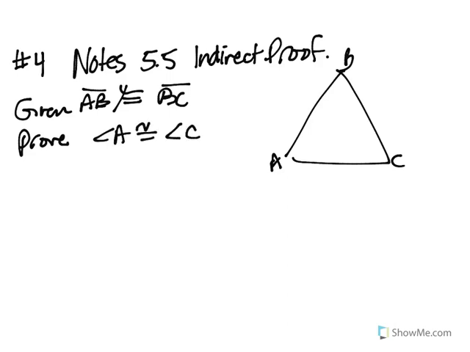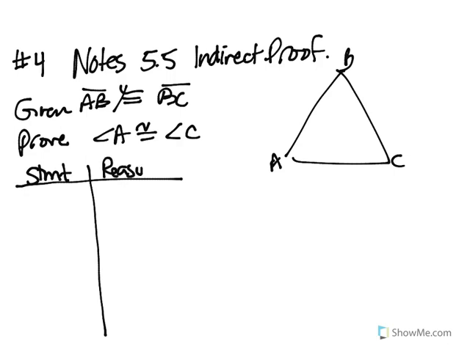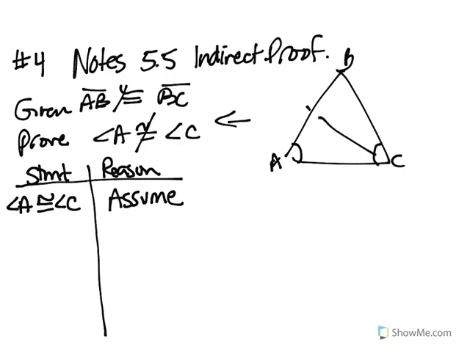So what I suggested to you in class was to just go ahead and do it as a regular proof, and then you can fill out your little paragraph that you need to do. So remember, when we're doing this, we're going to take the proof statement and do the opposite. So we're going to say angle A is congruent to angle C, and we're going to make that an assumption.